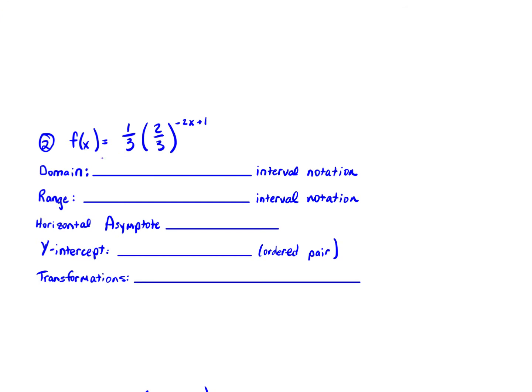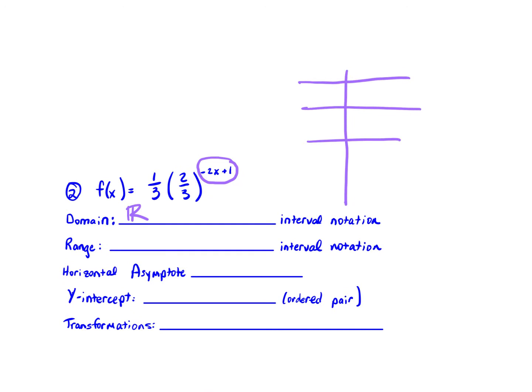Domain for exponential functions are all real numbers. Now before I find my range, I'm going to graph it first by plugging in numbers. How do I know what numbers I should plug in? I start by setting the exponent equal to 0, because that'll give me a good idea of what number to plug in the middle, and then I'll plug in something smaller and something bigger. So I have negative 2x plus 1 equals 0. Subtract 1, so negative 2x is equal to negative 1. Divide by negative 2, x is equal to 1/2. So 1/2 is going to be my middle number that I plug in.